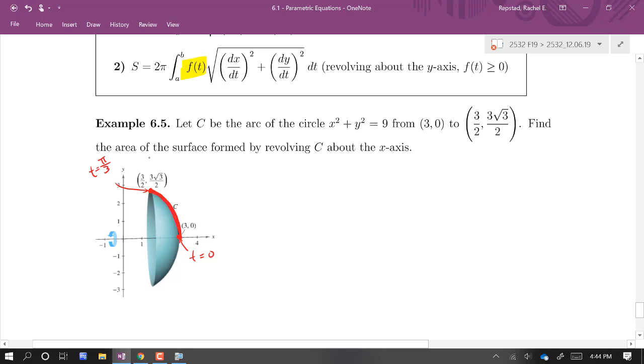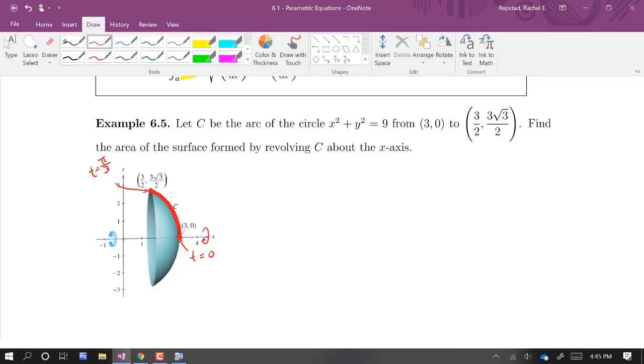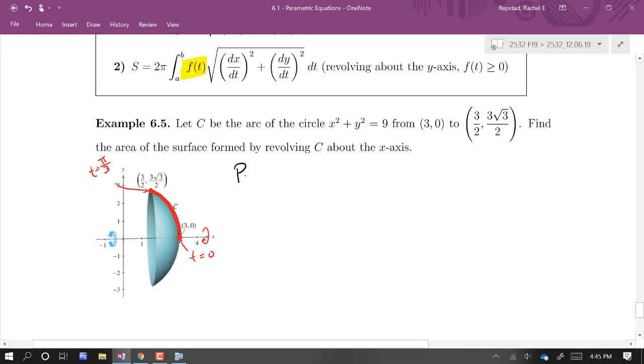But we're revolving that about the x-axis. So it gives us this sort of figure that we're looking at here. Now, one thing you might note is that they gave us this rectangular equation, x squared plus y squared equals 9, but we can represent this curve parametrically.